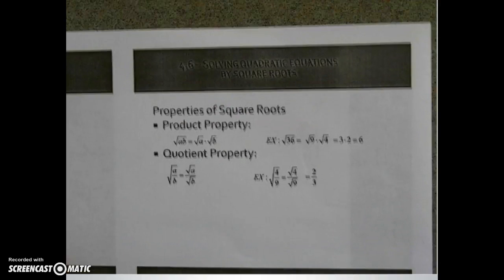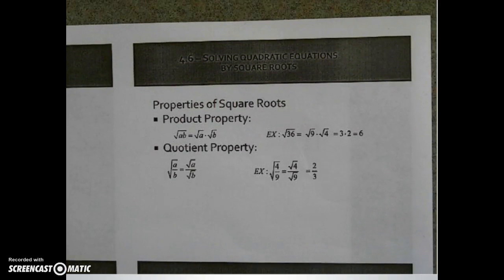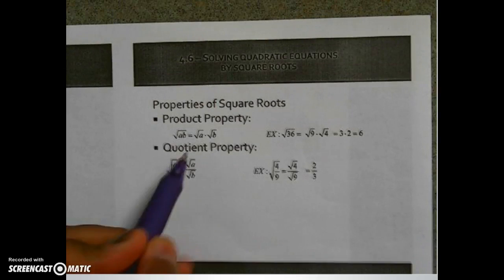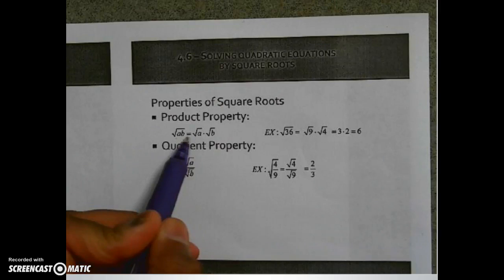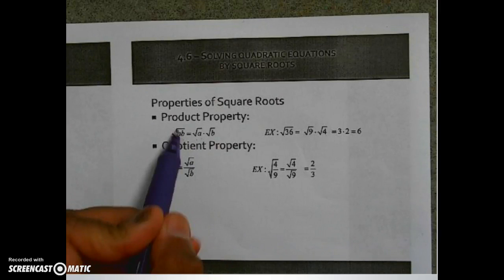4.6. Solve quadratic equations by square roots. So properties of square roots. The first one is the square root of a times b is equal to the square root of a times the square root of b. This is our product property.